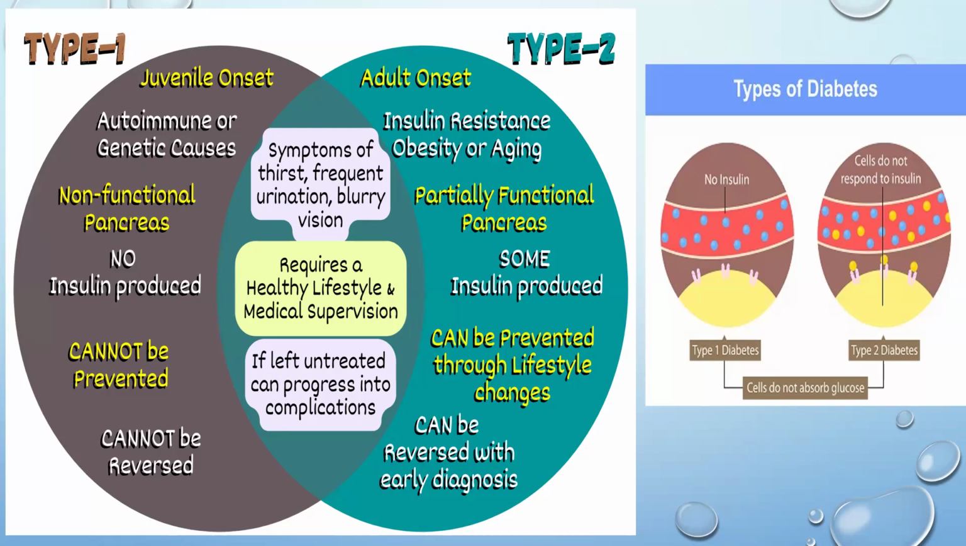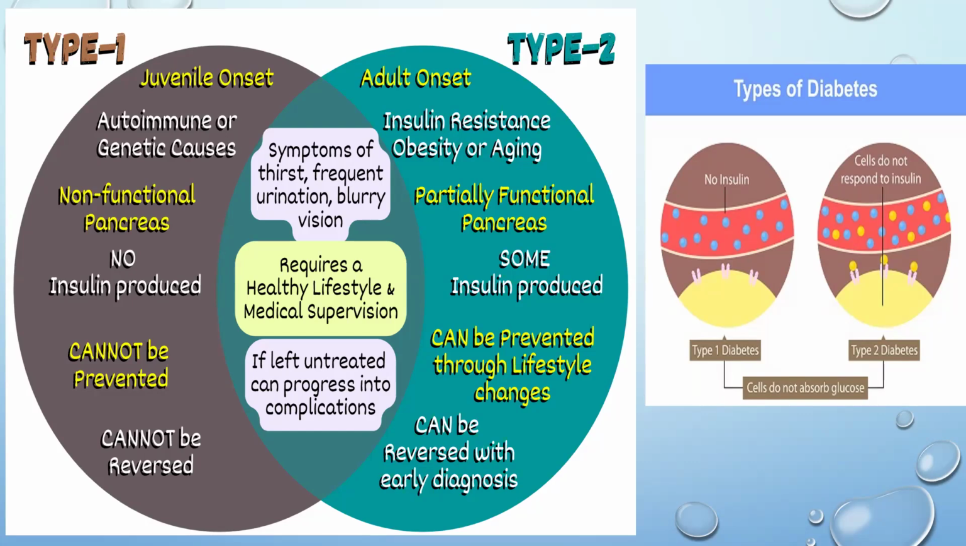While type 2 diabetes mellitus is basically of adult onset, and in it insulin resistance is present. Obesity or aging can lead to this. A partially functional pancreas is present in type 2 diabetes mellitus, due to which some insulin is produced. It can be prevented through lifestyle changes, and it can be reversed by early diagnosis.